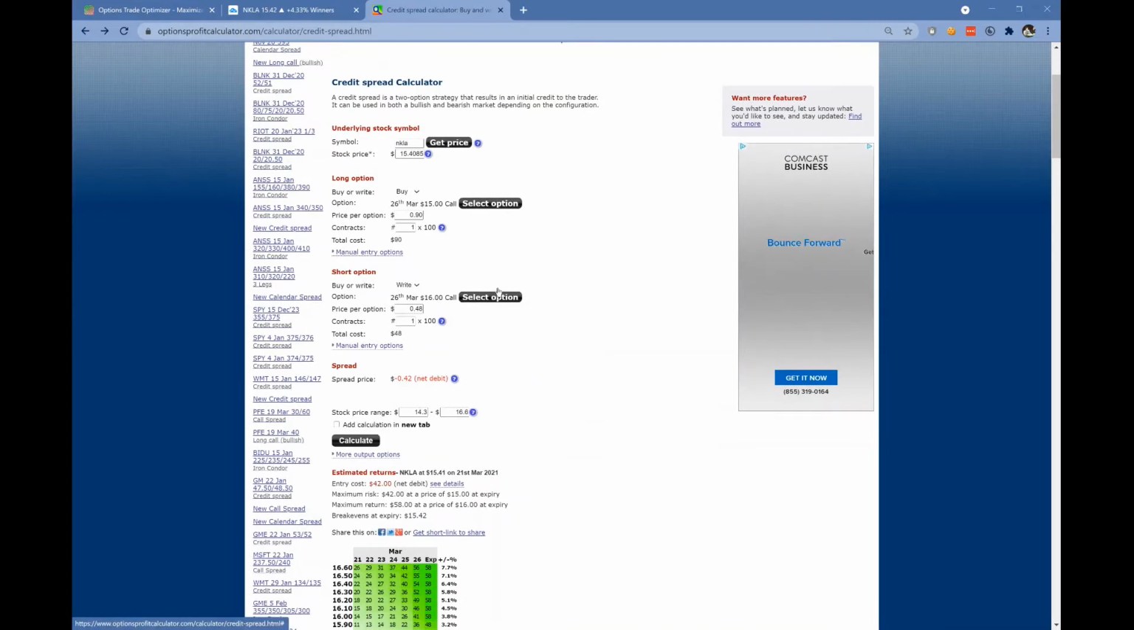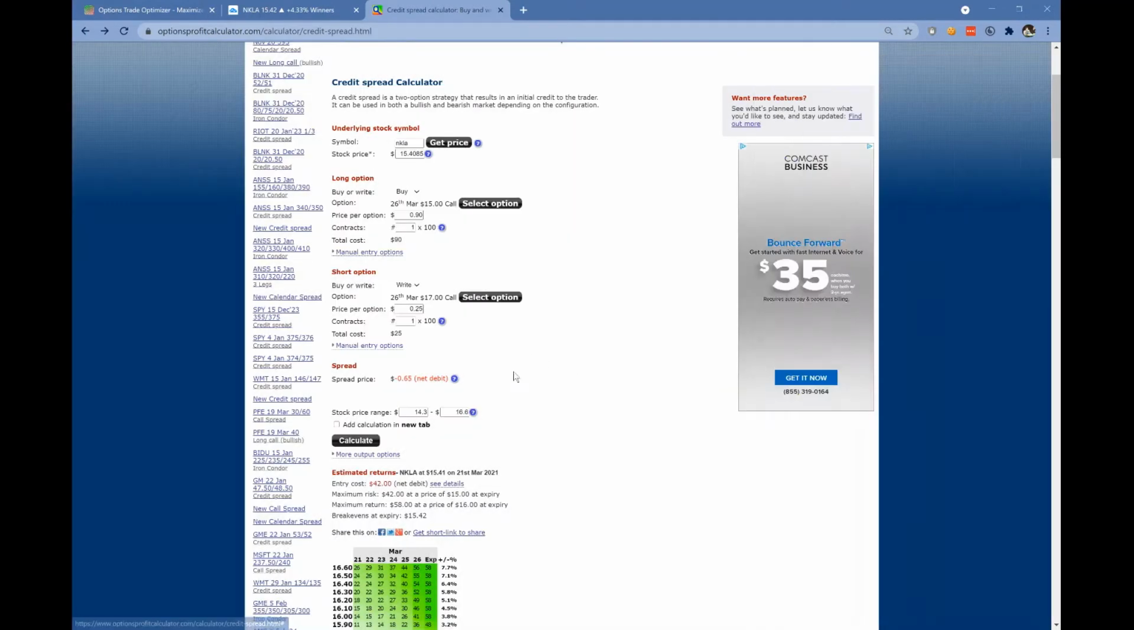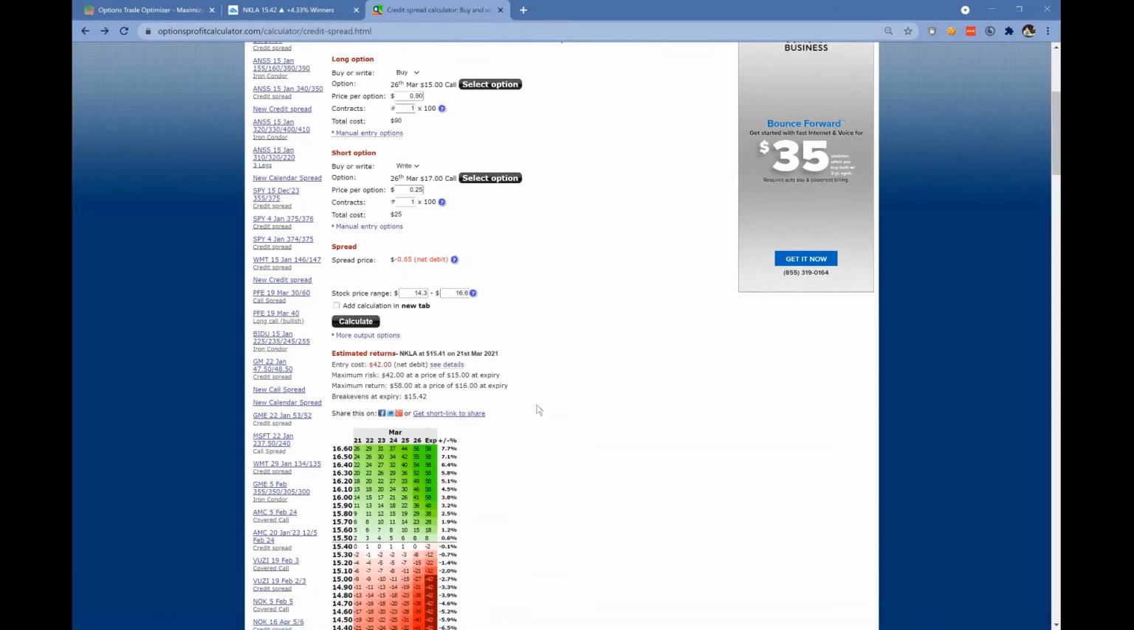You have to go back here, let it load again, choose a different one, and it doesn't actually calculate for the bid and ask. So even though it looks like a great trade, it's going to be a lot worse than that. It's using the mid price.